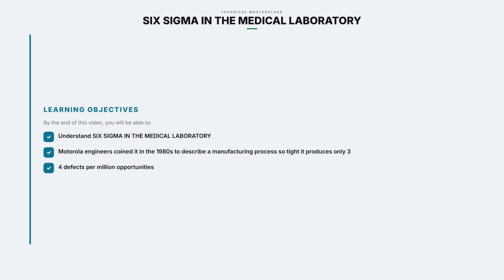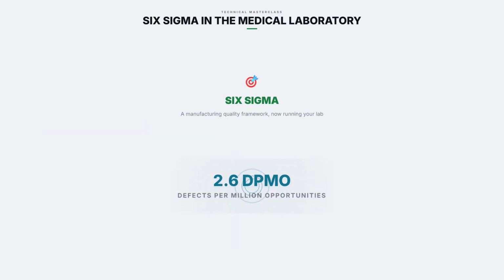Here's what we'll cover in this video. Motorola engineers coined it in the 1980s to describe a manufacturing process so tight it produces only 3.4 defects per million opportunities. Decades later, that exact framework, borrowed wholesale, math and all, is now how the best clinical laboratories quantify whether their testing is actually good enough to trust.